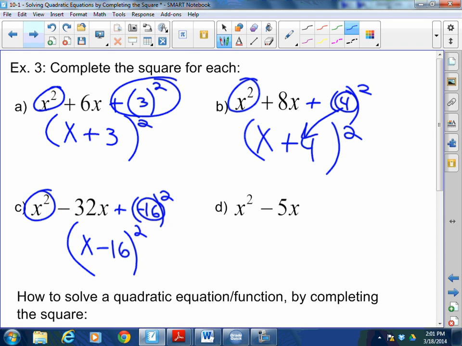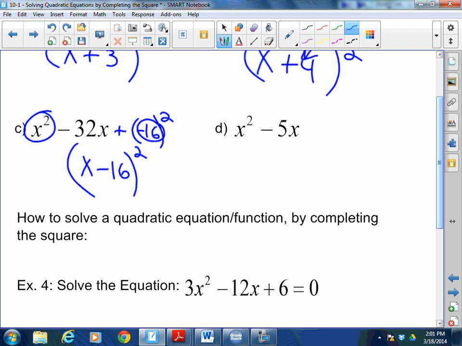Do you see this? Promise. Last but not least, this is where they get funky. This is why I tell you, do not square it. What's my b here? What's my b over 2 here? Do not turn it into decimal. Leave it as a fraction. This will be negative 5 halves squared.